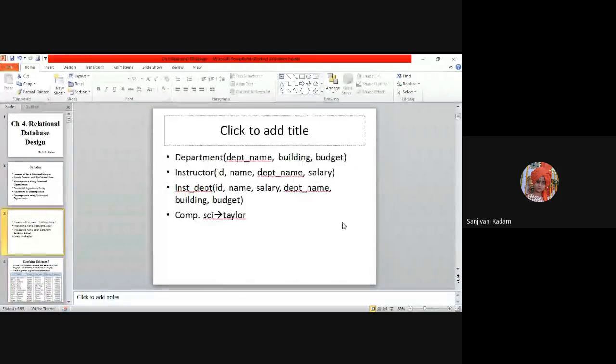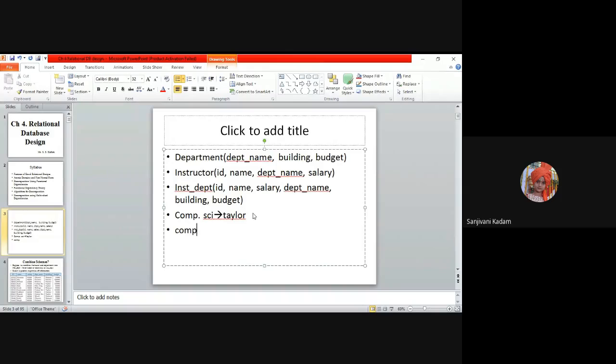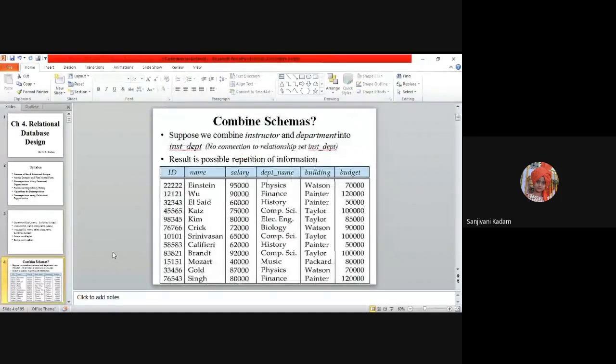Yes, it is located in the Taylor building. But as per the update, because of some problem, we have shifted this department to, consider, the Watson building. So if we are distributing this for a single update, I need to update three tuples. There are three tuples of computer science, and because of that I need to repeat this modification at three places. That's why, if redundancy of data goes on increasing, the problem of updates also increases.